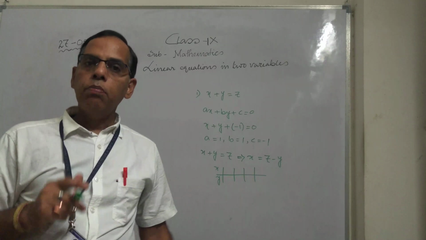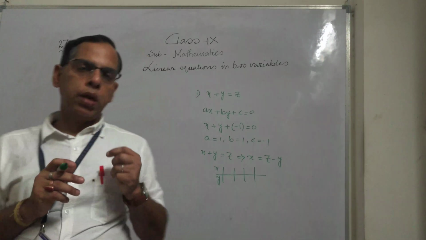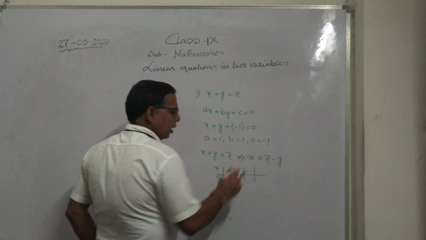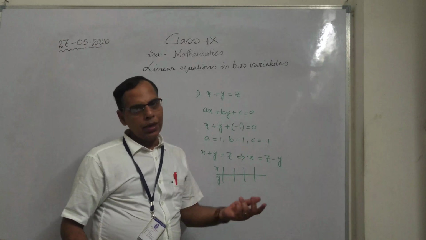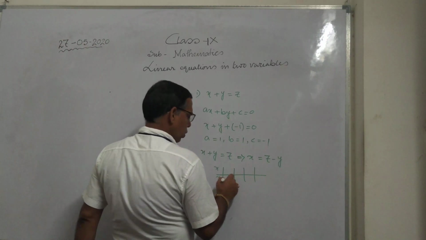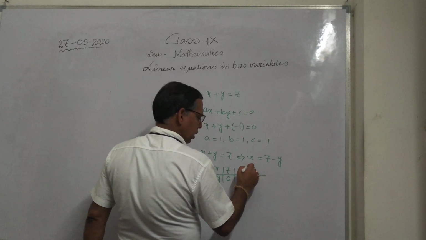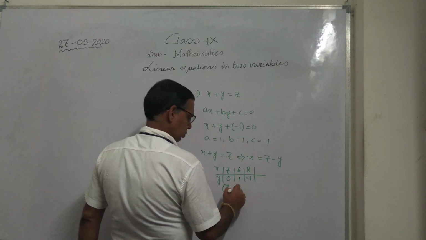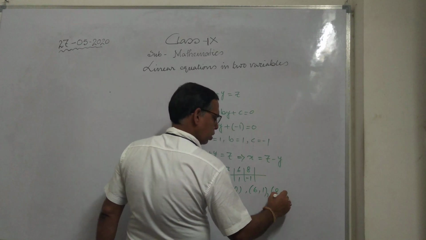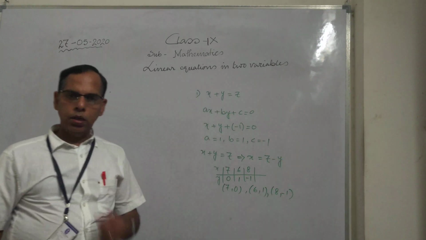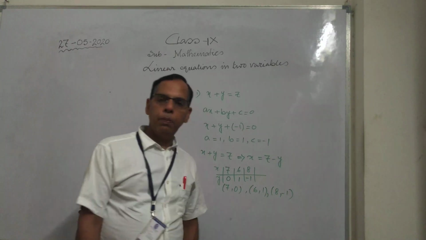Why ordered pair? Because x comes first, then y. What is a pair? Pair means two together. Now you see, on the right hand side there is y, so the y value has to be chosen first and then x. So 0, 7, 1, 6, minus 1, 8, and then 8, minus 1. These are the coordinates. Next we have seen how to plot these coordinates on the graph paper.